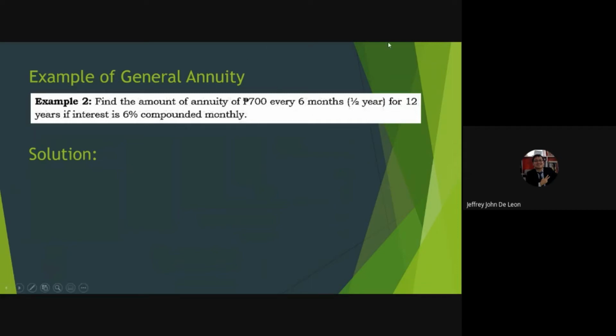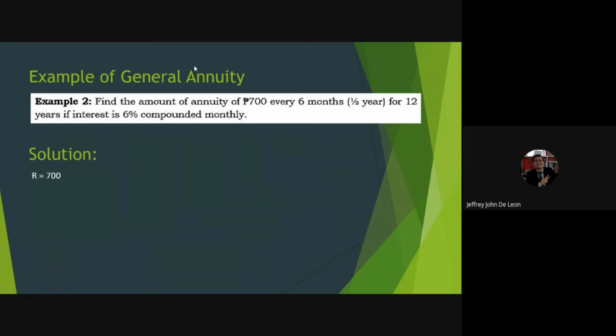Every 6 months in a year, so you pay twice a year, for 12 years, if interest is 6% compounded monthly. The payment interval is every 6 months, while the interest period is compounded monthly. Since they are not the same, this is twice a year and this is monthly. Therefore, this is a general annuity.